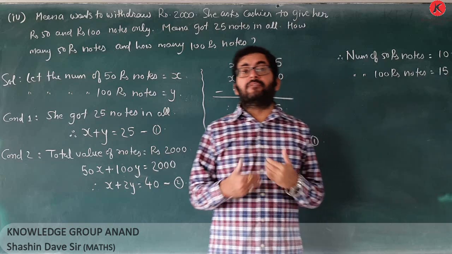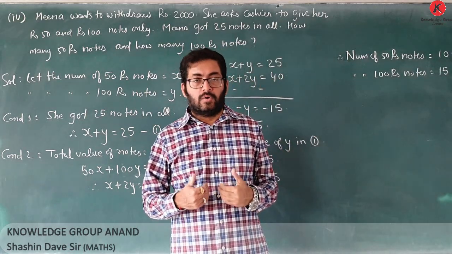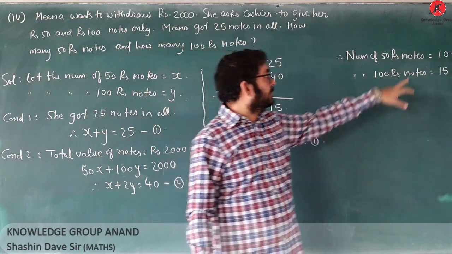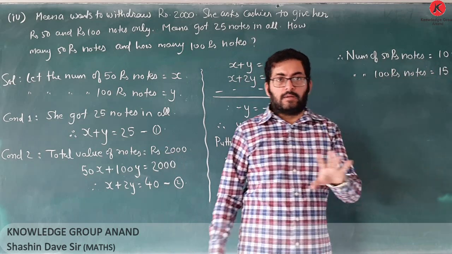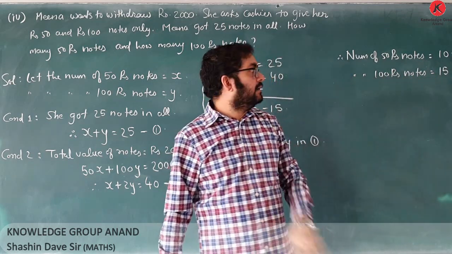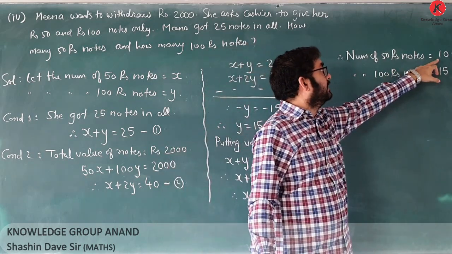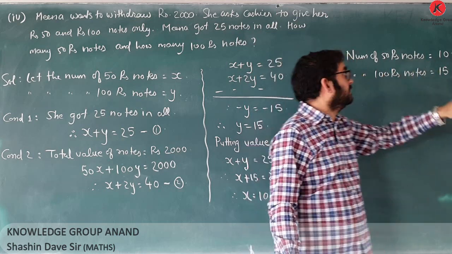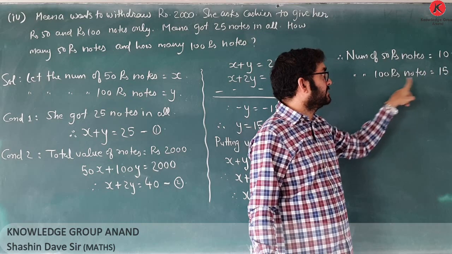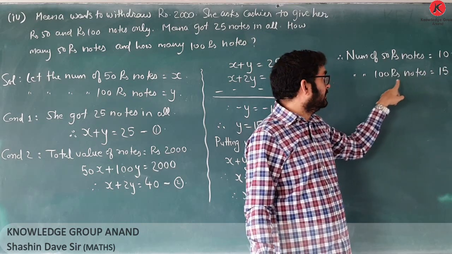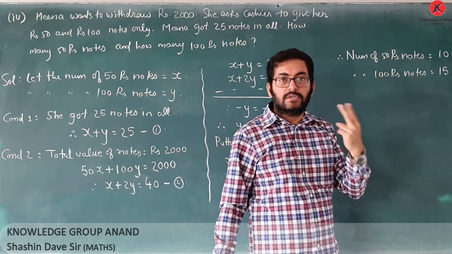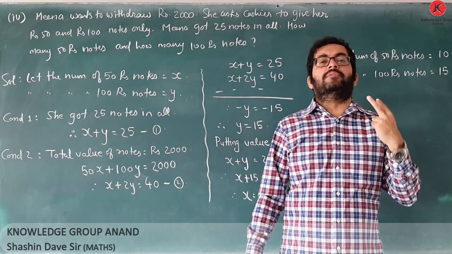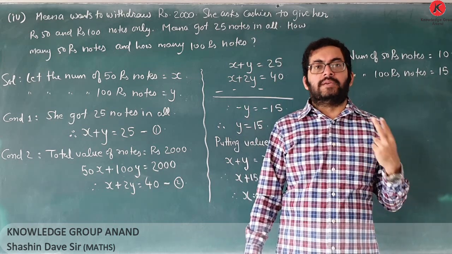So you can verify whether your answer is correct or not. Okay? Simple logic. See, 10 plus 15, total number of notes is 25. Now multiply: 10 notes of 50 rupees, so 10 into 50, that is 500 rupees. And 15 notes of 100 rupees, that is 1500. 1500 plus 500 gives 2000. So we can be very sure that our sum is perfectly correct.